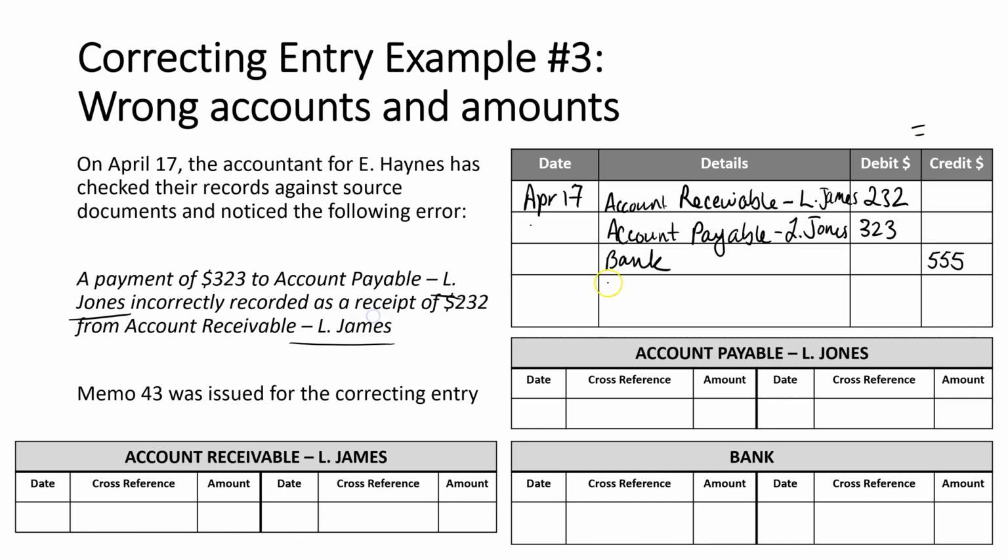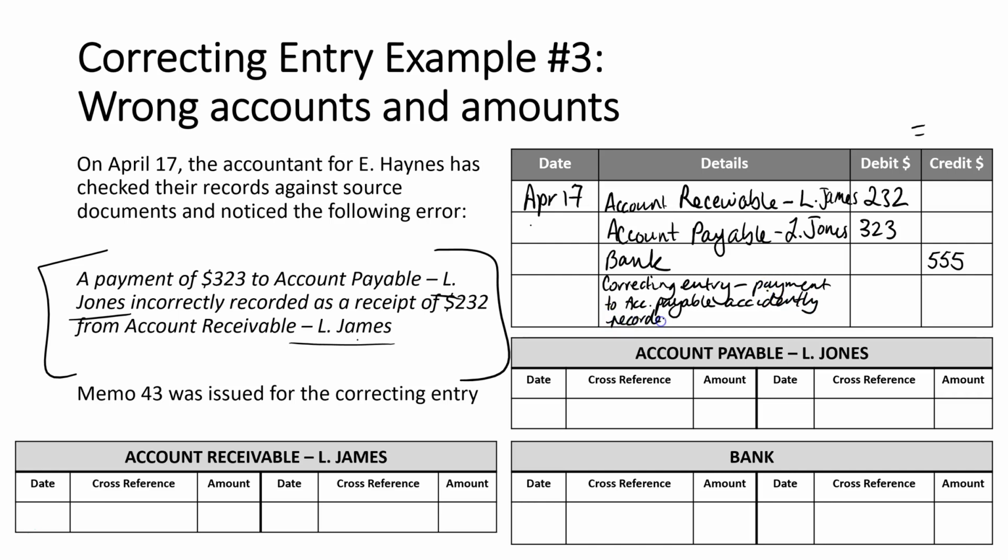So when we look at our narration, once again, we start our narration by saying it's a correcting entry. And then the sorts of things we would want to say in here are things like what is written in our actual transaction. So payment to account payable accidentally recorded as receipt from account receivable. Now, I've run out of room on mine, but you need to sort of squeeze that in. And of course, we need to put our memo, which is memo 43.